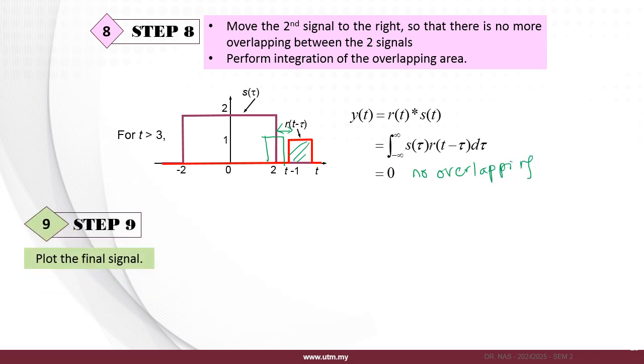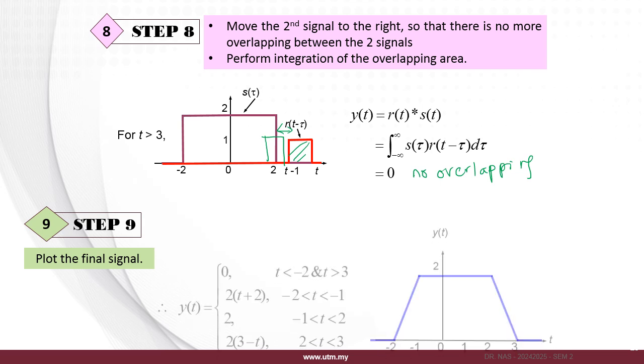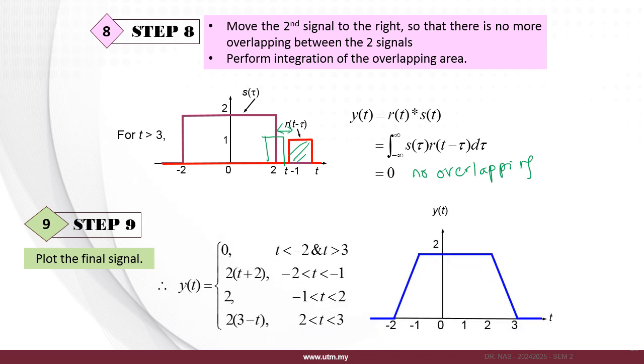Next, you need to summarize all the amplitudes, or the output of y t, for the different ranges of t. This is the first case, no overlapping. This is when partly overlapping. This is when completely overlapping, and this is when partly overlapping, and 0 again when there is no more overlapping, when t is larger than 3. So this is your output y t after convolution of signals r t and s t.